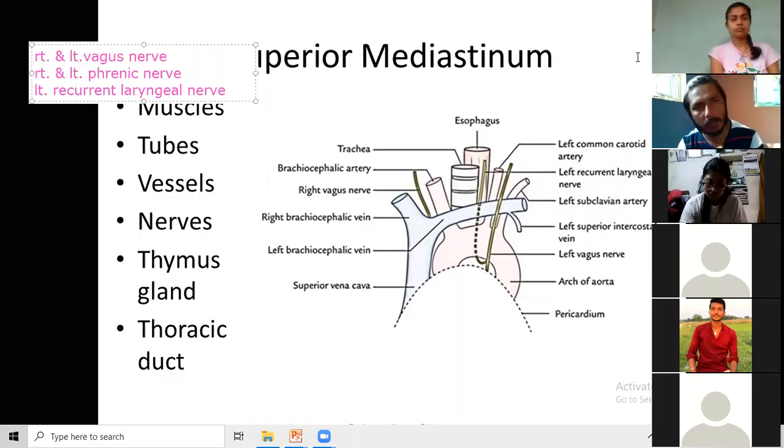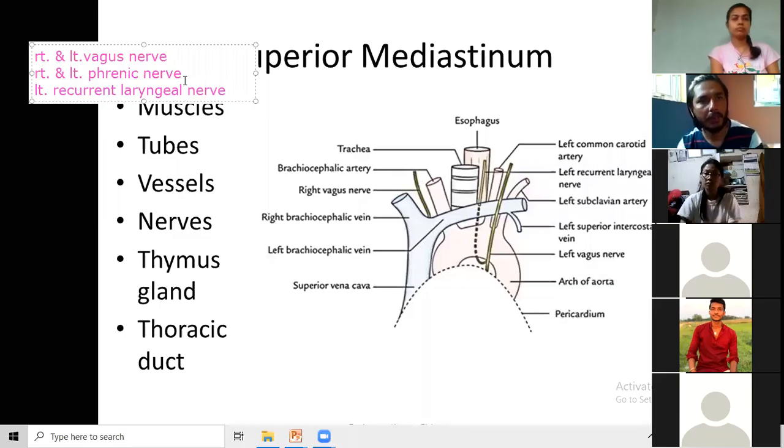So here the vagus nerve carries the parasympathetic fibers for the viscera, abdominal or thoracic viscera or pelvic viscera. This nerve passes along the mediastinum, the superior mediastinum. Now next is the phrenic nerve. Phrenic means the nerve related to the diaphragm. It supplies the diaphragm, the phrenic nerve.